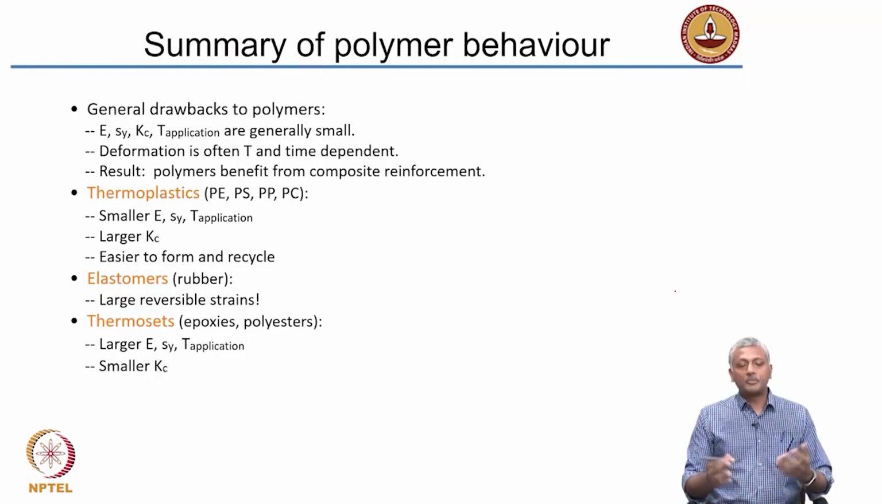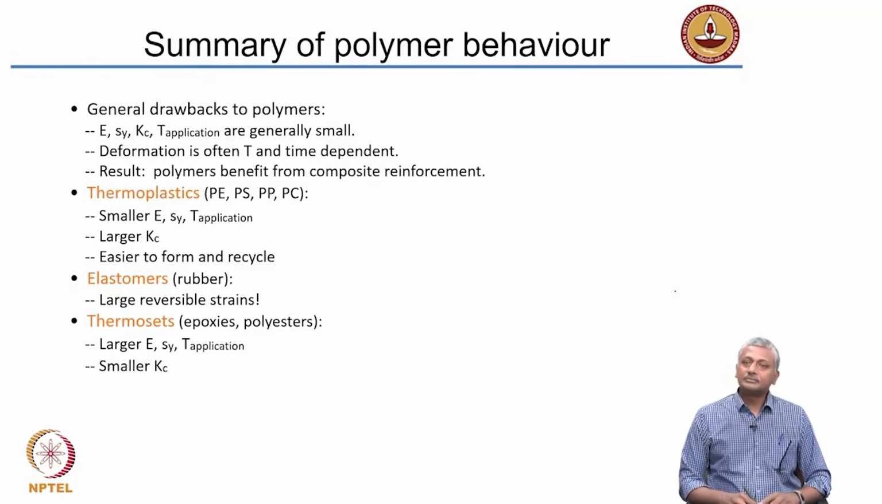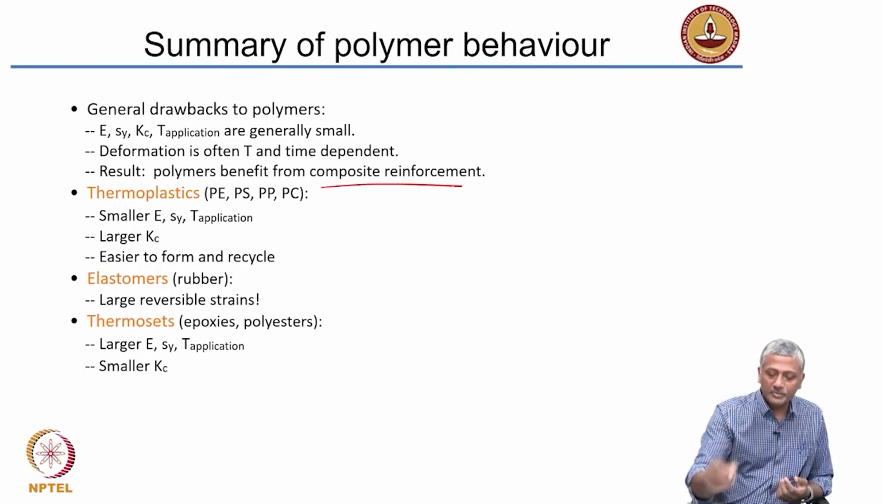So just to summarize polymer behavior, as we said, compared to metals and ceramics or concrete, the general drawbacks are that the modulus of elasticity, the temperature of application, the fracture toughness, these are generally small. Deformation is temperature and time dependent. Very important to remember that. And again, sometimes you can improve the characteristics by composite reinforcement.